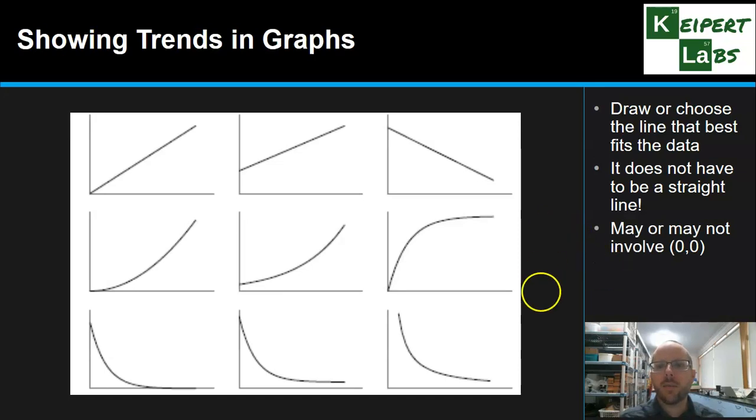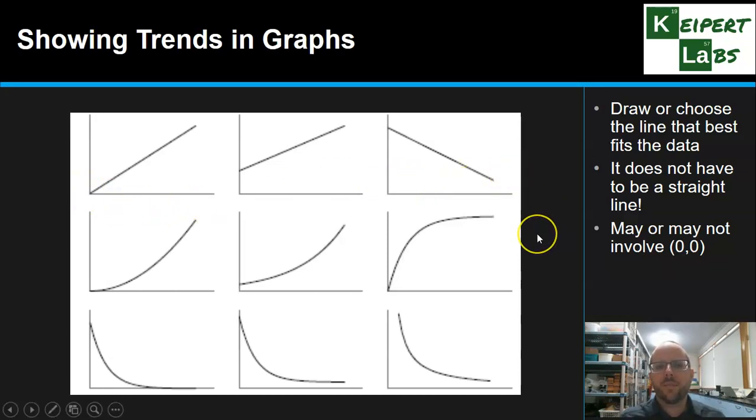Okay, and it's also important to note that depending on the data that you have and what it represents, it may or may not be connected to the point 0, 0. Don't get attached to having to connect it to that point as well. You've got to think about, does that mean anything in the context that we have?